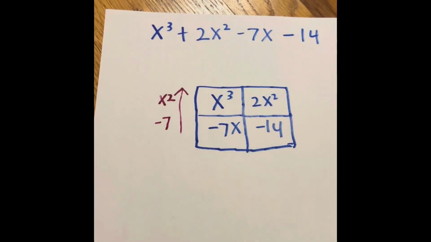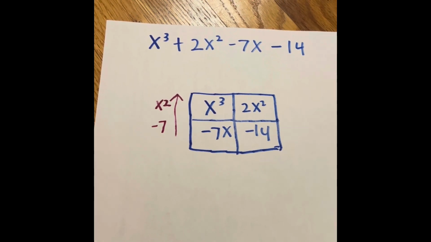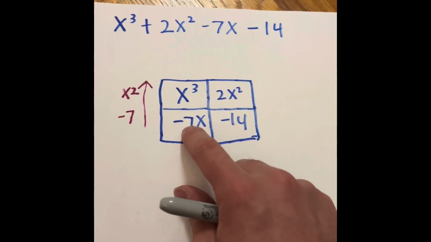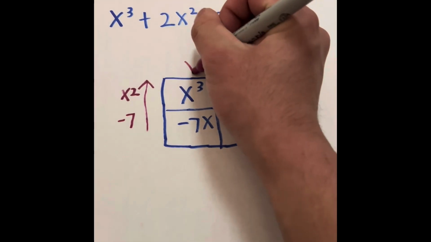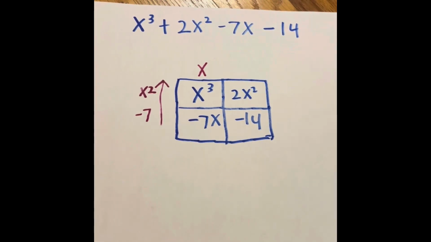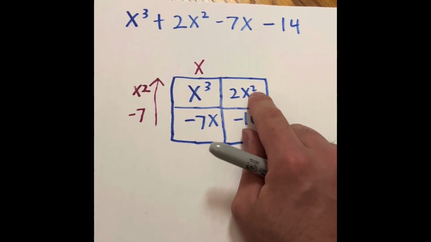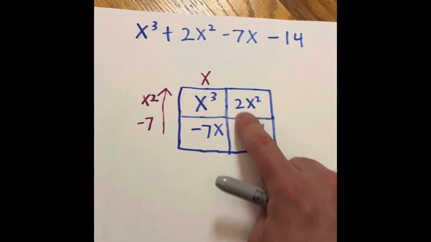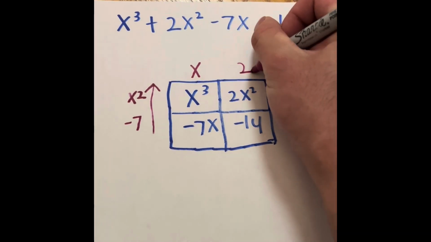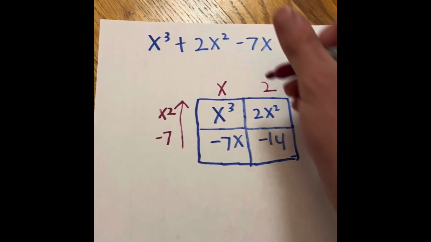On the other side, you can do it the same way too. x to the power of 3 and negative 7x becomes x, because that's the greatest common factor. When we have 2x squared and 14, we have a 2 and a 14, so it becomes 2. And we add them.